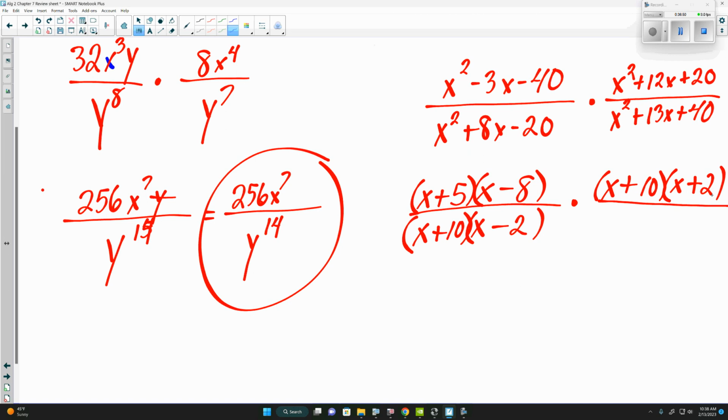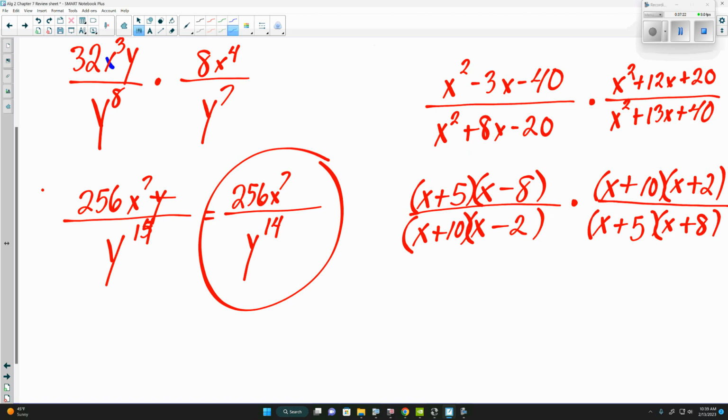And the last one, 2 sets of parentheses. Since the 40 is positive, our signs are the same and match the sign of the middle term, plus and plus. Factors of x squared are x and x. And the factors of 40 are 1 and 40, 2 and 20, 4 and 10, and 5 and 8. 5 and 8. Any questions on how we factored these here?